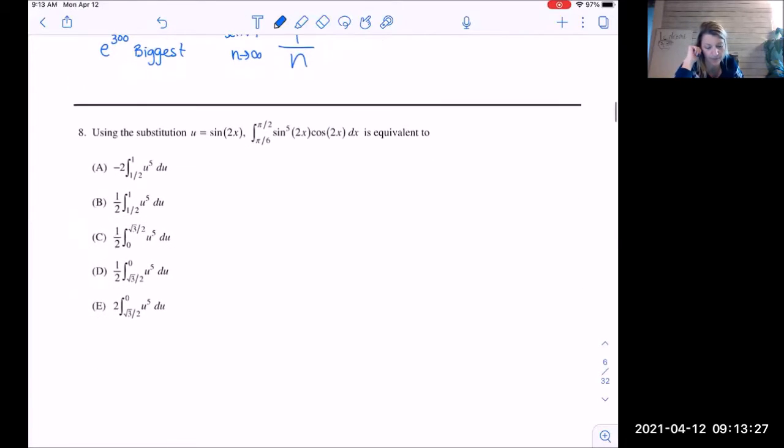All right, 8. So this is u substitution, but they're giving you the u. That was always the hardest part of u substitution, right? You couldn't figure out what u you were supposed to use. They're doing this one for you. So u is sine of 2x, which means du is cosine of 2x times 2 dx, right? Chain rule, and we need the times 2.